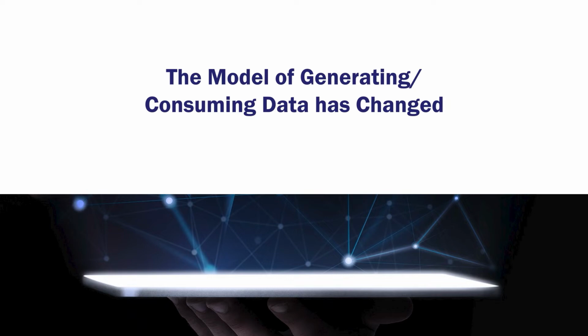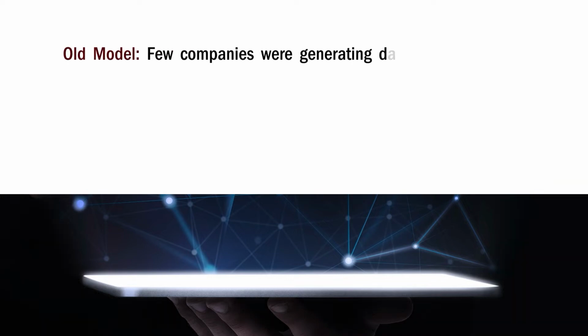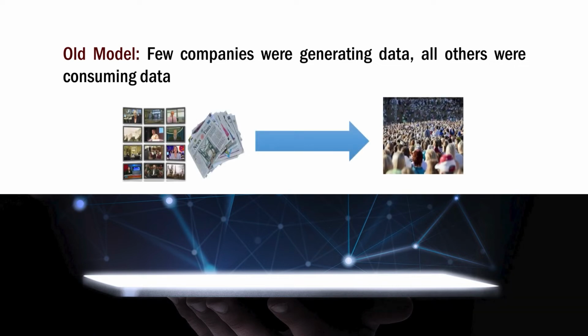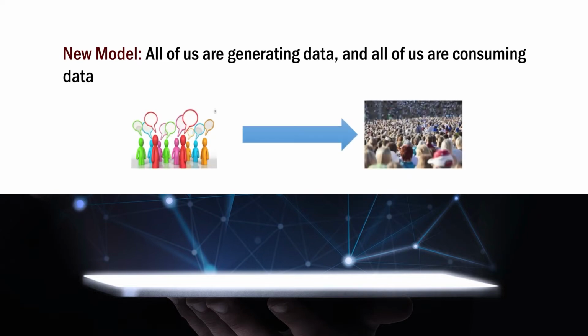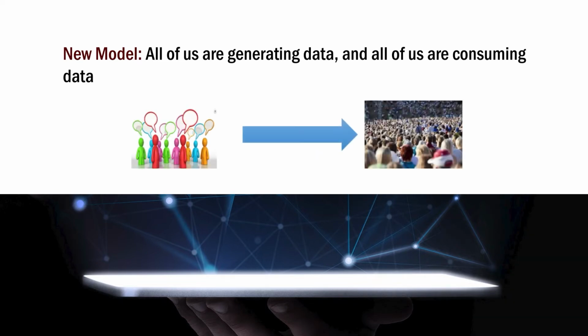After understanding what exactly data science is and what exactly big data is, let's understand the model of generating and consuming data. If you look at the old model, the model of generating and consuming data has actually changed. In the previous model, a few companies were generating data, whereas all others were consuming it. But with the new model, all of us are generating data and all of us are consuming data.